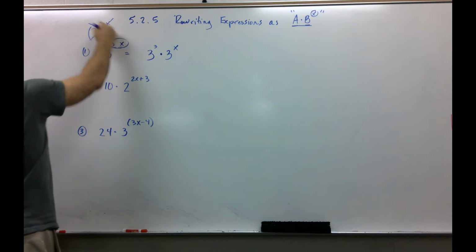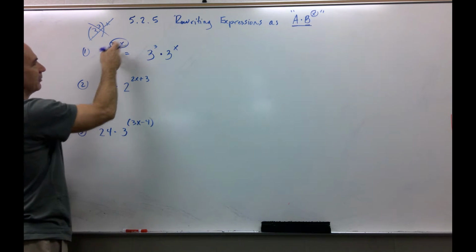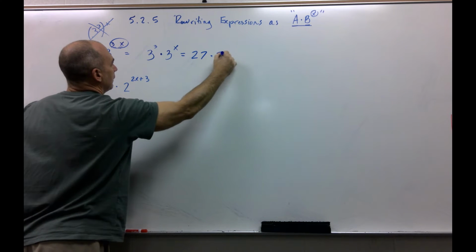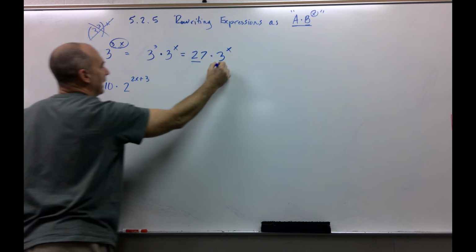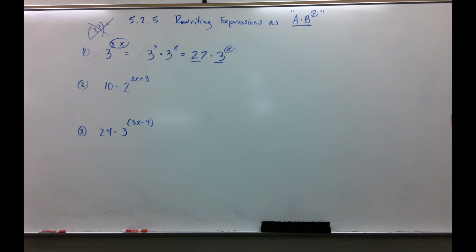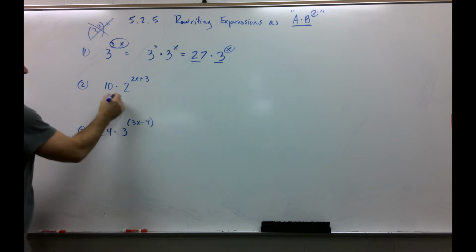So I wrote the problem down wrong, and these are self-made to break up into situations like this, which is 27 times 3 to the x power. Here's my a, here's my b, here's my power. So that was supposed to be the easy one if I'd have written it down properly. So now we've got this situation.